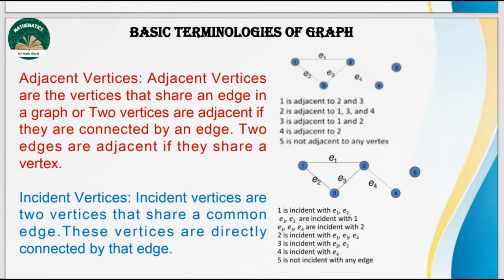Then moving on to the next one, we have basic terminologies of graph. What is meant by terminologies? We have different terms, like adjacent vertex. What is meant by adjacent vertex? Adjacent vertices are vertices that share an edge in the graph. If two vertices share the same edge, they are called adjacent. So here 1 is adjacent to 2 and 3. 2 is adjacent to 1, 3 and 4. 3 is adjacent to 1 and 2. Then 4 is adjacent to only 2.